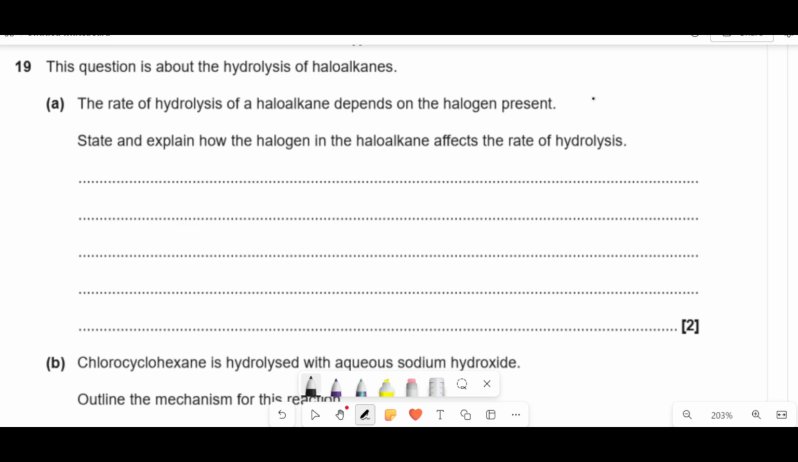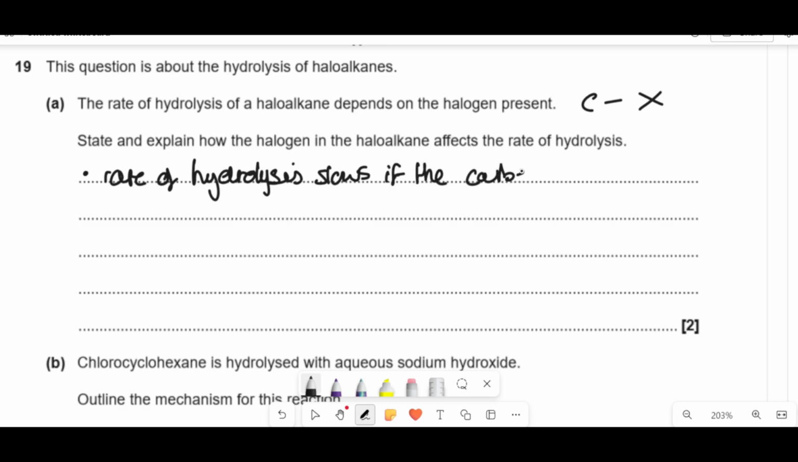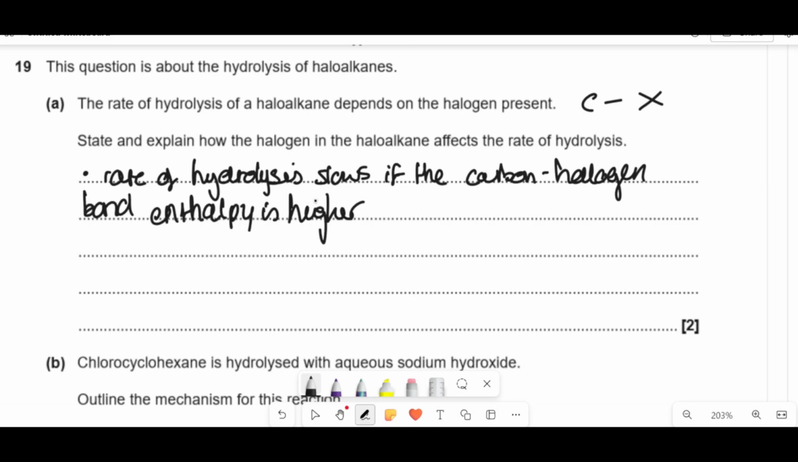So again, hydrolysis is breaking that C-X bond. Something is making it either faster or slower. The idea is that the rate is dependent on how strong it is. Because if it's strong, you're going to have to put more energy in to actually break it and do the job. So that's what it's going to be: the rate of hydrolysis either slows or increases, the other way around, if the carbon-halogen bond enthalpy is higher, right? Because this would be a stronger bond.